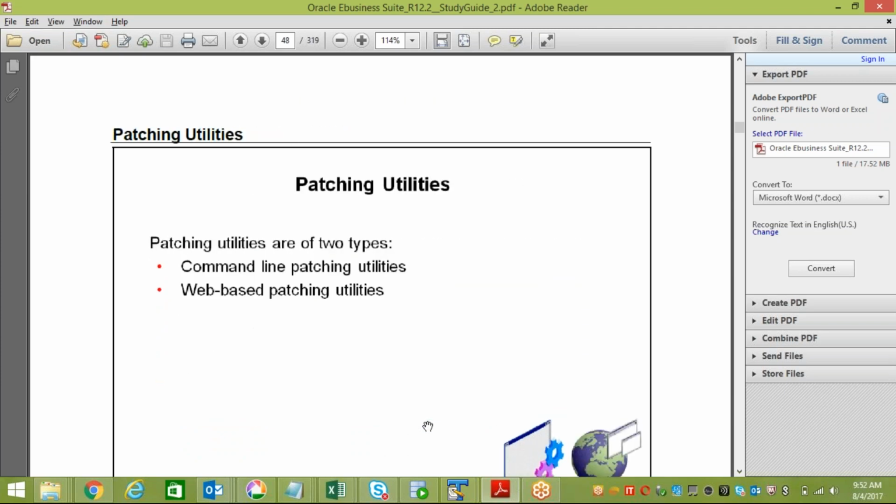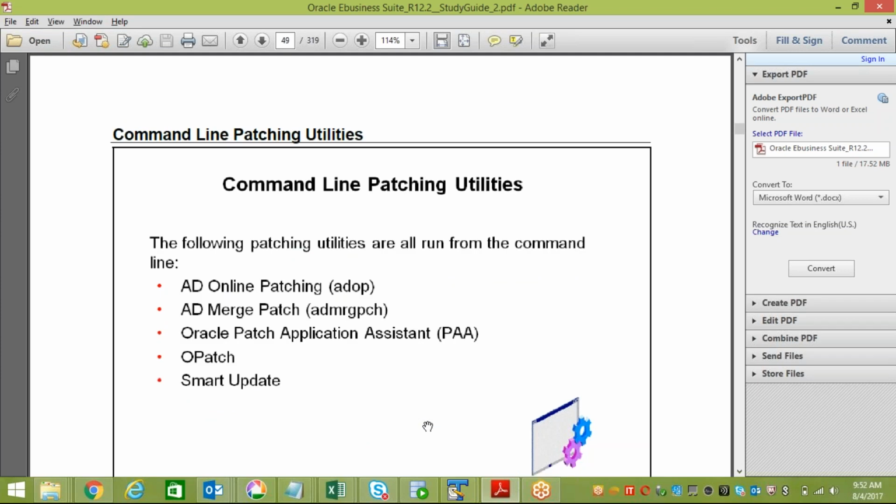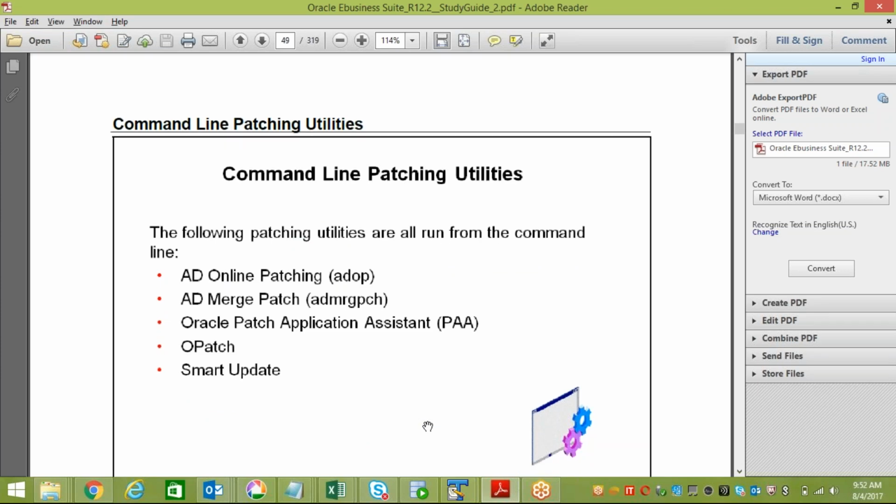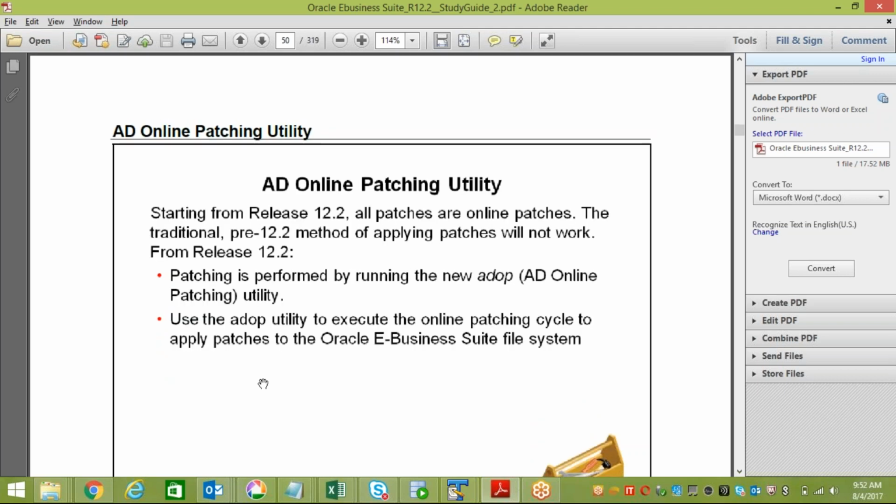Okay. So patching utilities: command line patching utility, web-based patching utility. Command line patching utilities are the ADOP utility, ADMRGPCH utility, Oracle Patch Assistant utility. This is introduced now. So OPatch utility, Smart Update. This is also introduced in 12.2. So the online utility is OAM only. The patching is performed running the new ADOP online. So through OAM, this patch usage will be there, and that also we will discuss later.